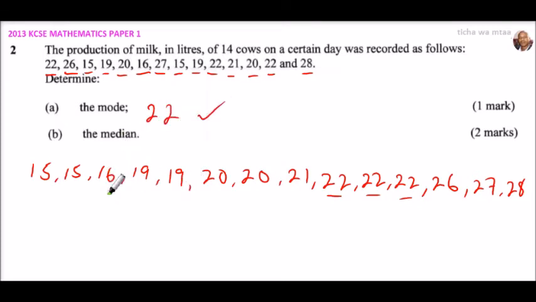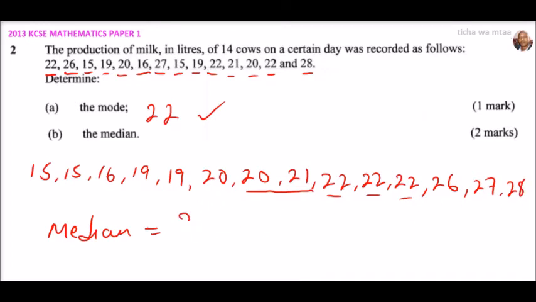The median, because this is simple data. How many data do we have? 1, 2, 3, 4, 5, 6, 7, 8, 9, 10, 11, 12, 13, 14. The median is the data that occurs in the middle. Because we have an even number of values, we take the middle 2 and divide by 2. So the median is between the 6th and 7th values: 6 on this side, 6 on the other side.